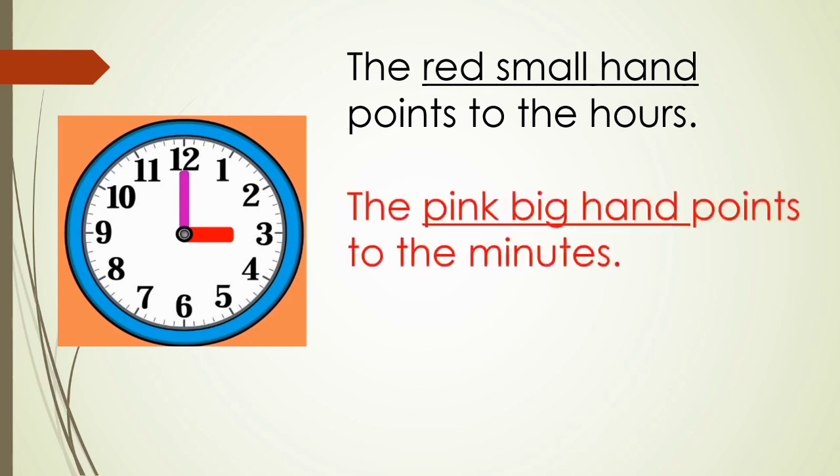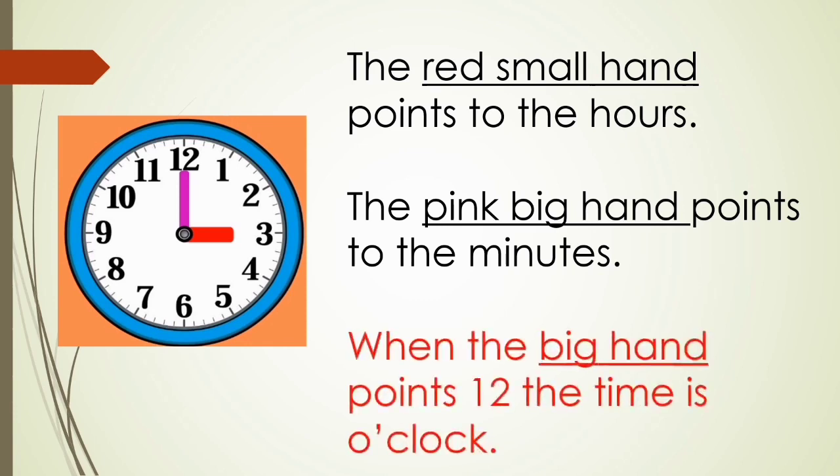Next, the pink big hand points to the minutes. Okay, look at the arrow or the pink big hand. It points to the minutes. Everybody, let's read. When the big hand points to 12, the time is o'clock. Okay, the red small hand points to the hours. And the pink big hand points to the minutes.